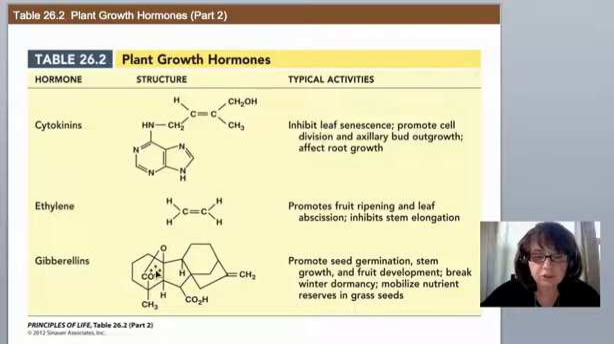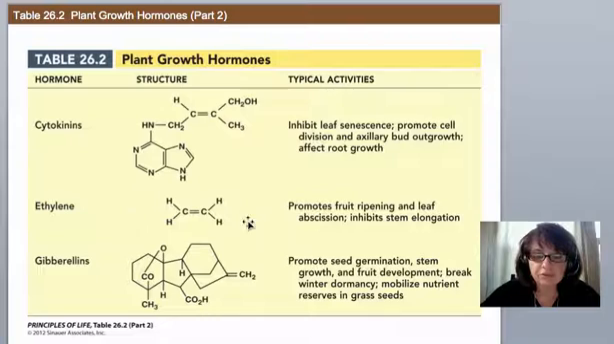Then jumping down here, gibberellins, a little more complicated molecule, just because it's got a bond coming out this way. Little 3D movement of that molecule you don't have to worry about. Gibberellins, another growth promoter, promotes seed germination, stem growth, fruit development, breaks the winter dormancy, mobilizes nutrients in seeds. So gibberellin is definitely a growth promoter. You'll oftentimes see this working also in concert with the cytokinins and the auxins.